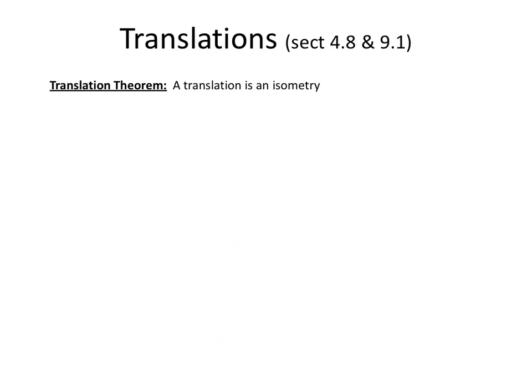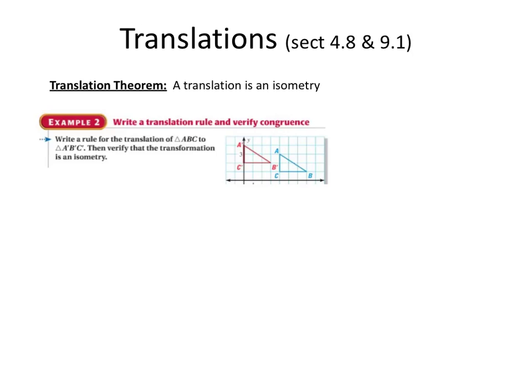A translation theorem says a translation is an isometry. Remember, isometry means it just stays the same size and the same shape. So in my example right here, they want me to write a translation rule and verify its congruency.